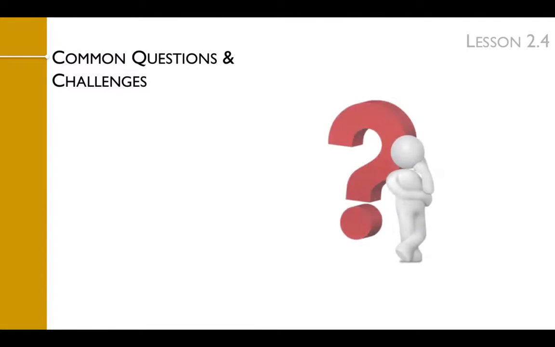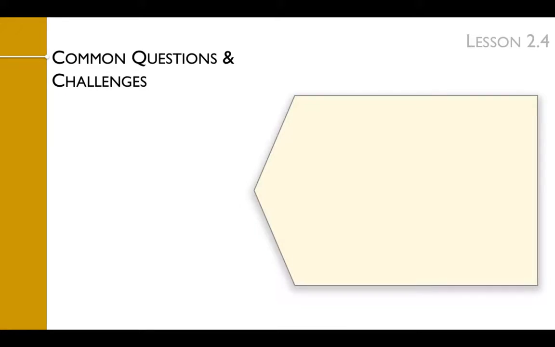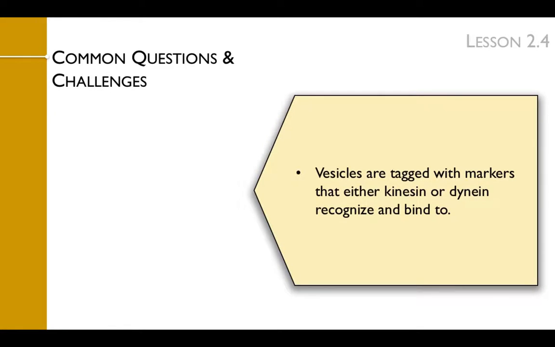This lesson is fairly straightforward. That said, one of the most common questions teachers get is how do kinesin and dynein know which vesicles to move, which is something scientists are still figuring out, but it appears that different vesicles get tagged with markers, almost like an address that either kinesin or dynein recognize and bind to.